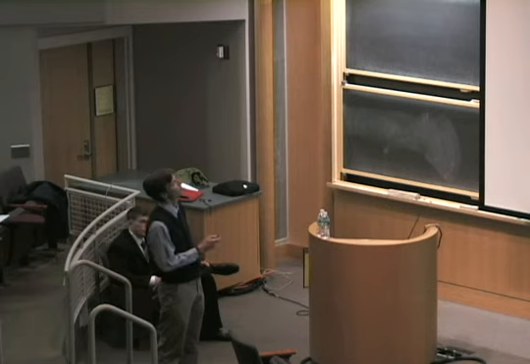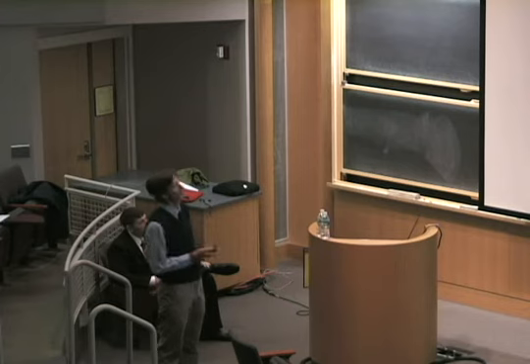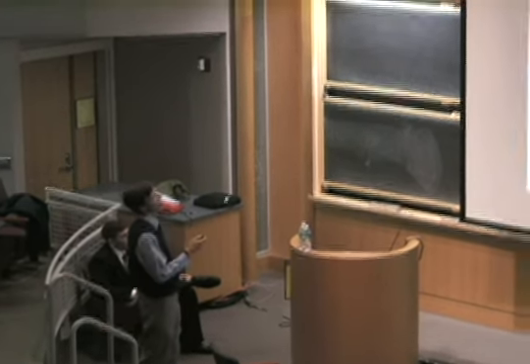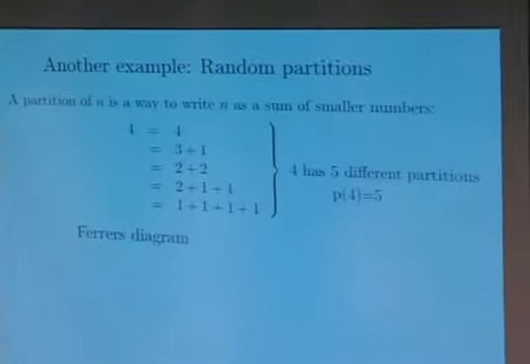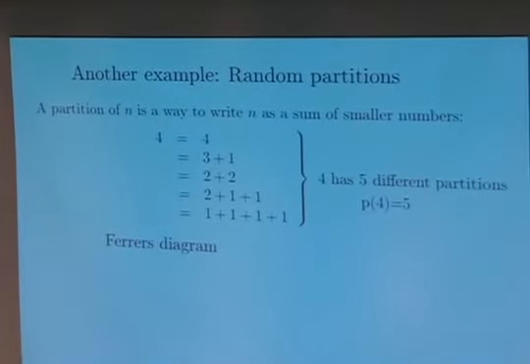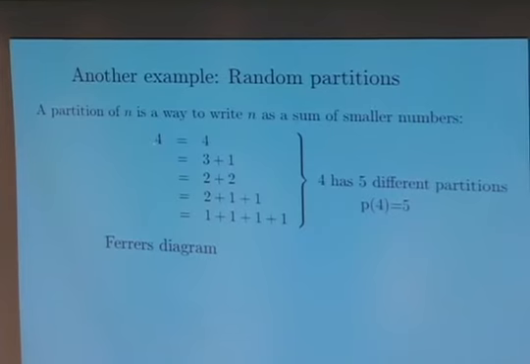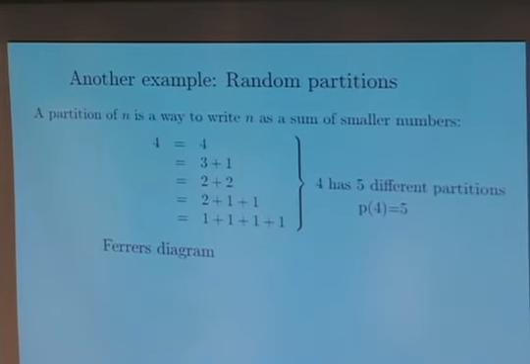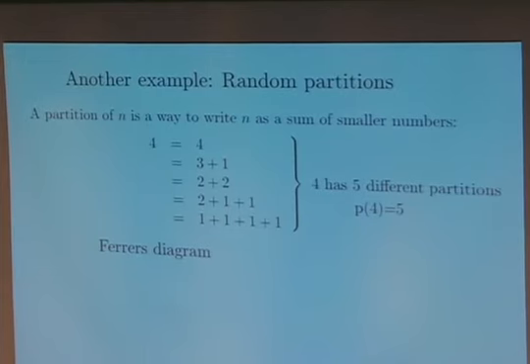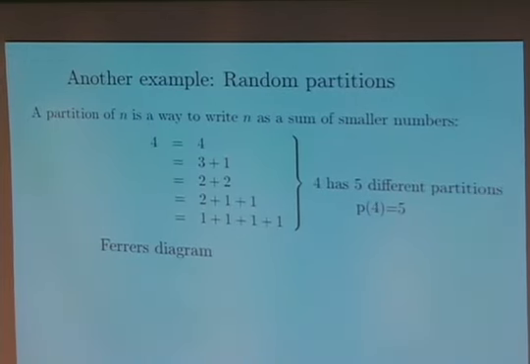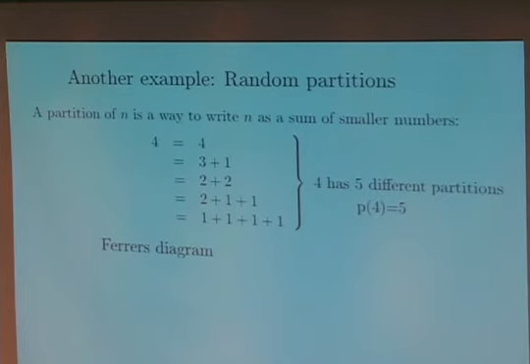What's a partition? You take a positive integer n, and a partition is a way to write n as a sum of smaller numbers, and you write the summands in decreasing order. So for example, if I want to look at the partitions of 4, there are 5 possible partitions of 4. I can write 4 as just 4, or 3 plus 1, 2 plus 2, and so on. I always write the summands in weakly decreasing order, and the number of different ways I can do that is some function p of n, and p of 4 is 5. I think those are all the partitions.